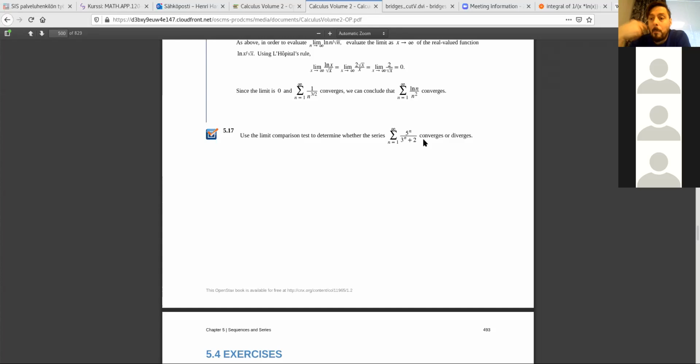You can do it with a comparison test, because the ratio of 5 to the n over 3 to the n plus 2, compared with 5 over 3 to the n, is going to be 1. So both converge or diverge, and because 5 over 3 to the power of n is going to diverge, this is going to diverge.